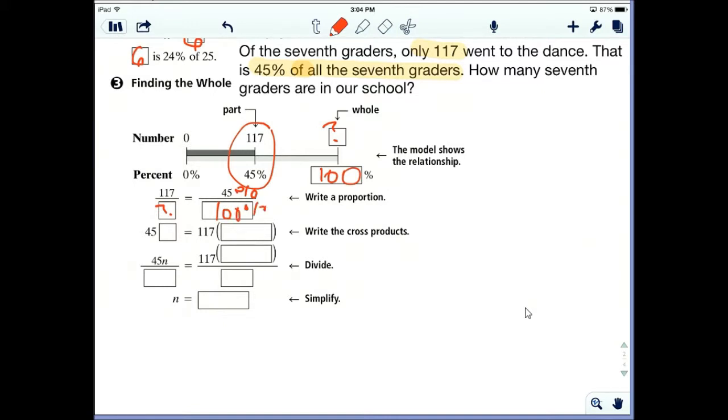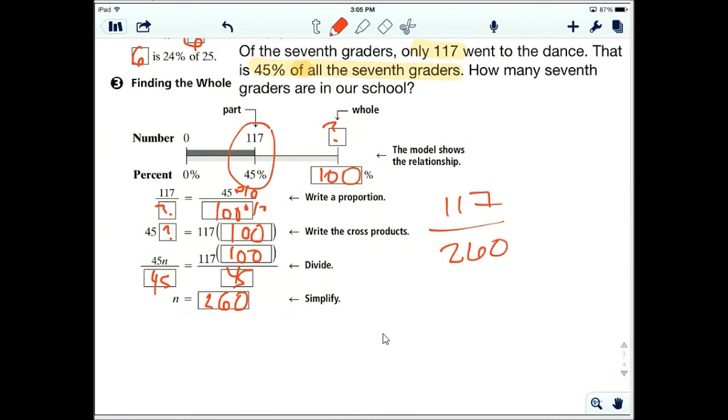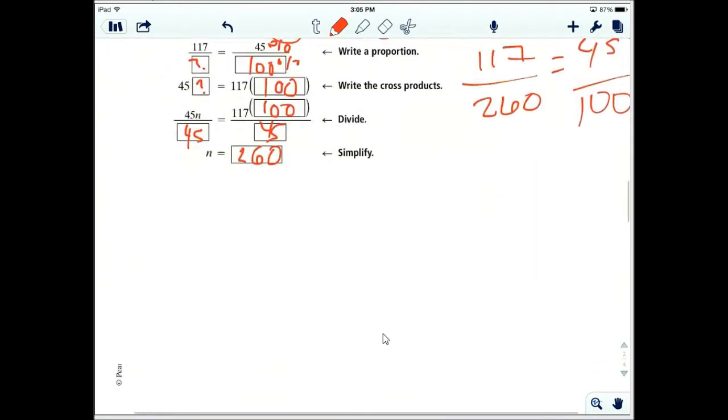And now we can do the cross product. So this is going to be 117 times 100 and 45 times question mark. So how do we find that question mark? The only way to do that is if we divide both sides by 45, and we can get our answer. So our answer would be 260. And you can ask yourself, does this make sense? And it does, because 117 of 260 is about half, and that's about the percent that we were dealing with. So that's how we can always double check and be 100% sure.